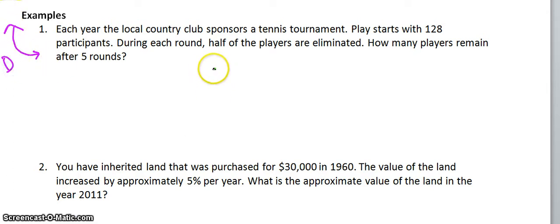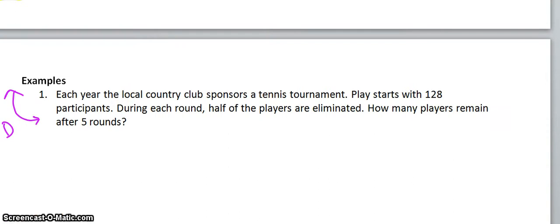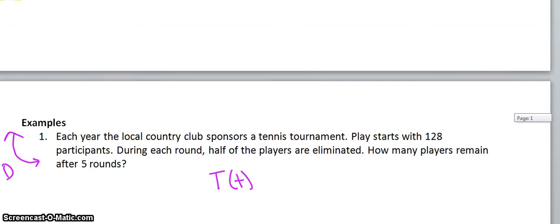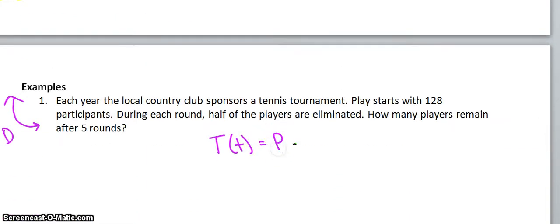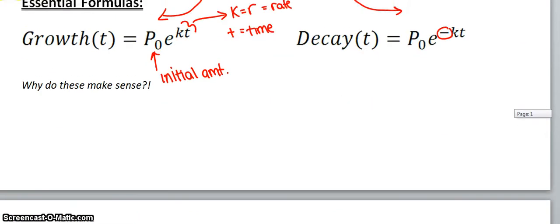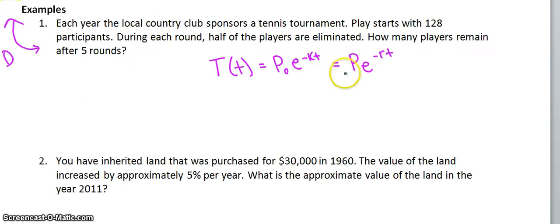If it's exponential decay, you'd want to write your exponential decay formula. Reviewing that, you can call the function whatever you want. I can call it T of t, for tennis, equals your initial amount times e to the negative kt. If you don't like that, you can also say P e to the negative rt. So it's like negative r versus positive r. Whatever works for you. You might see both forms, so you should be familiar with both.